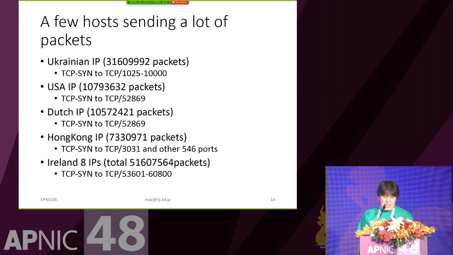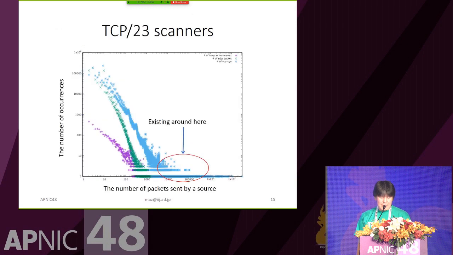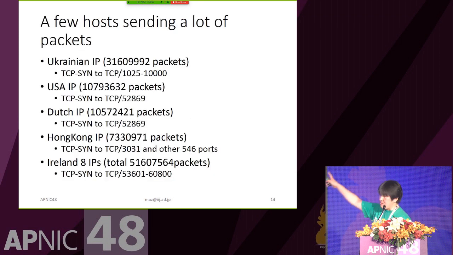An Ireland IP, they have 8 hosts combined to scan our whole network. They are trying to scan high ports like 60,000 or 50,000, right? But the top, the most major destination was port 23. But those top talkers are not scanning port 23, right?